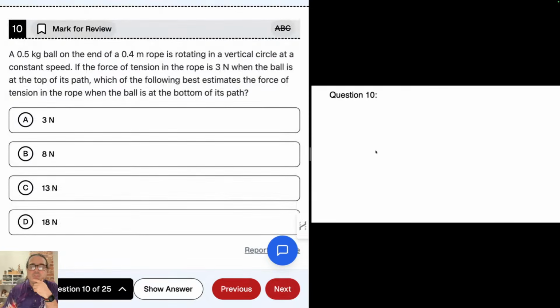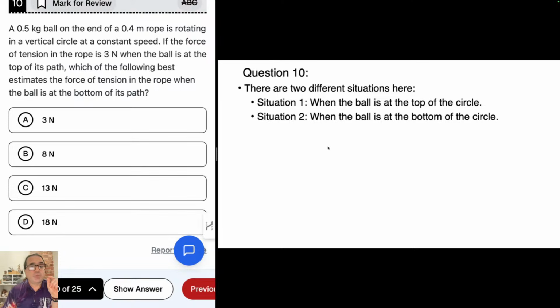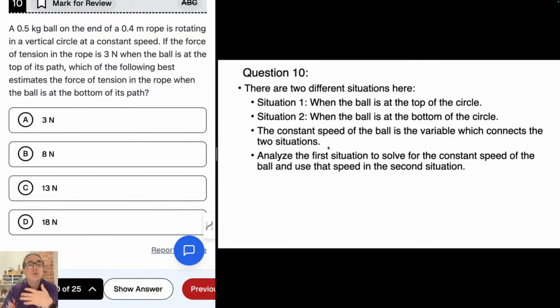All right, so in question 10, we have two different situations. We have when the ball is at the top of the circle, that's situation 1, and situation 2 when the ball is at the bottom of the circle. So the constant speed of the ball is a variable which connects the two situations, right? Because the ball is moving at the same speed the whole time, both in situation 1 and situation 2. So what we're going to do is analyze situation 1 to solve for that constant speed of the ball and then use that speed in the second situation, right?